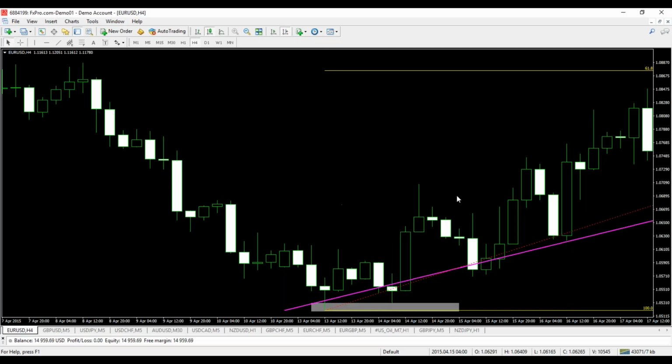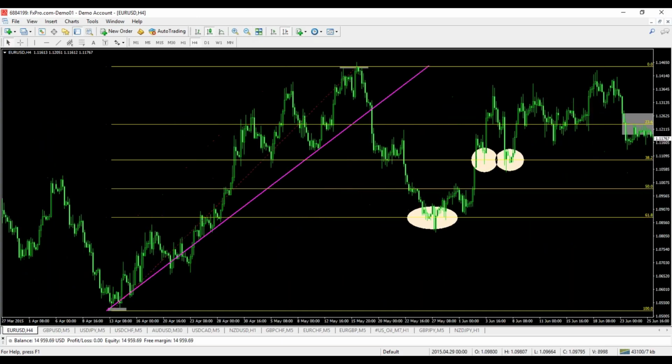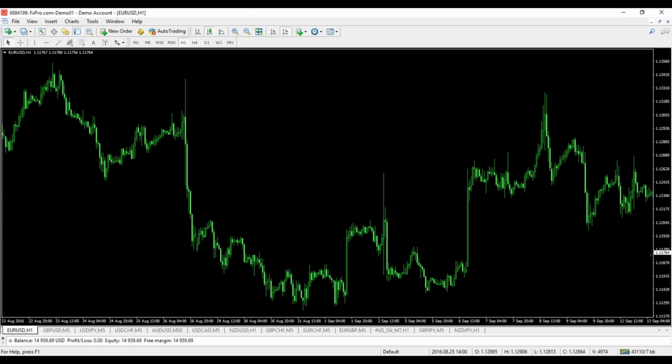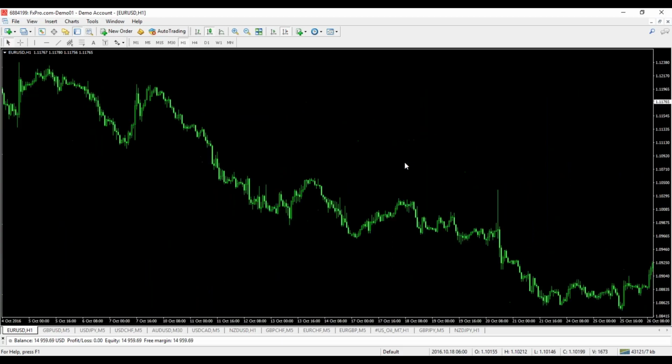Actually, when we're looking at the 4-hour chart or even the daily chart, we see that the support area is higher. However, if we switch to a smaller chart, which I'm currently doing, for example, let's say the 1-hour chart. Did I miss it? Where did it go?